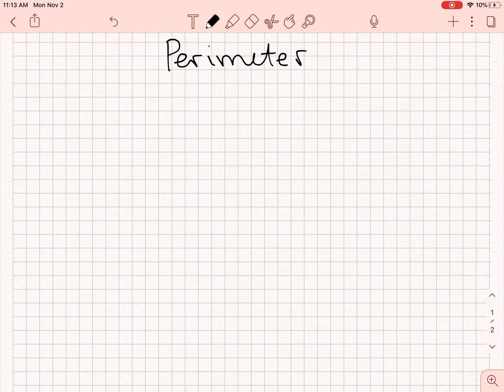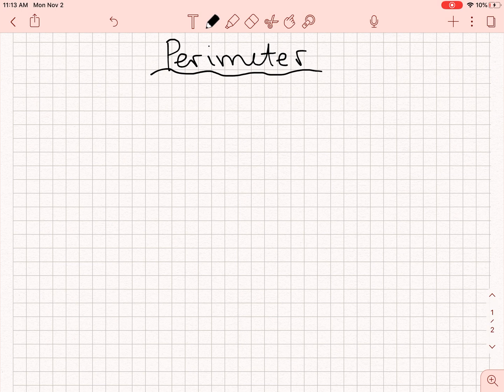Welcome, students, to today's geometry lesson. Today's geometry lesson is about something we call the perimeter. Now, perimeter tells us about the total length of a shape's sides, and we're going to take a look at what that means here.